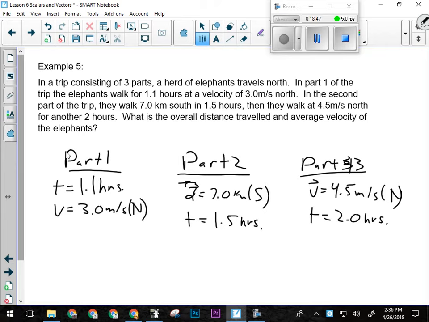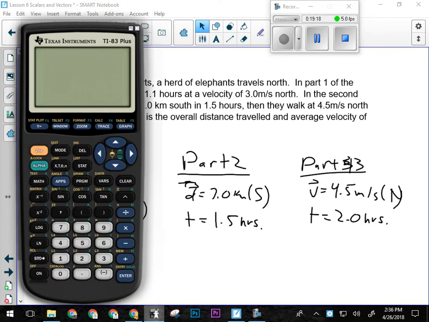So we want to find the overall distance traveled first. If I'm going to find that, I need to know how far they went in part 1 and also how far they went in part 3. But I have a problem. My time's in hours, my speed's in meters per second. Do those units match? They don't. So what I should probably do is convert the hours into seconds. Easier to convert that than this. So what do I multiply by? 60. That's the first step.